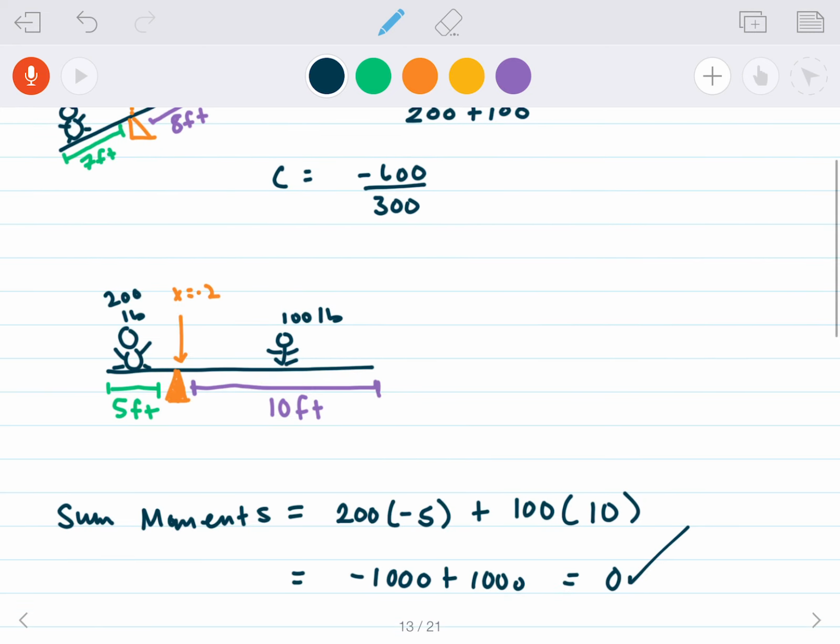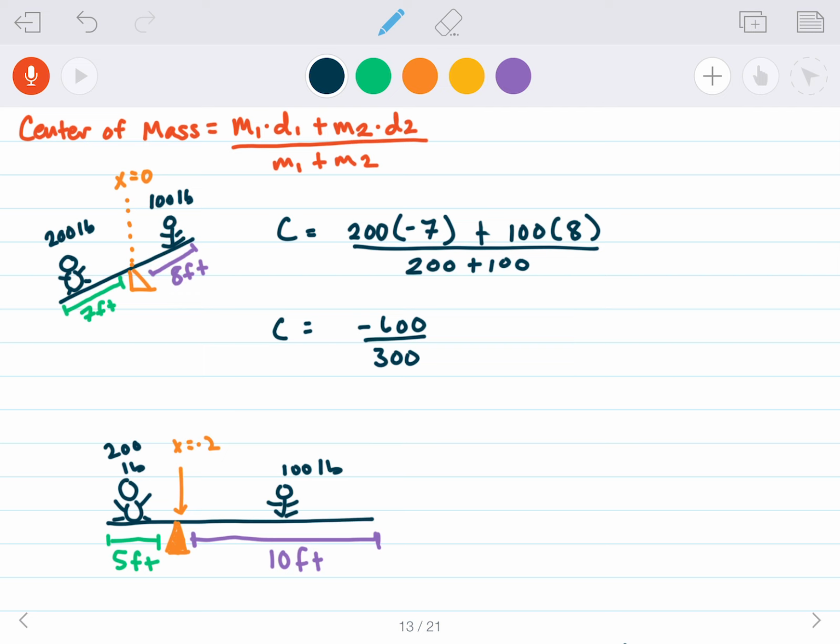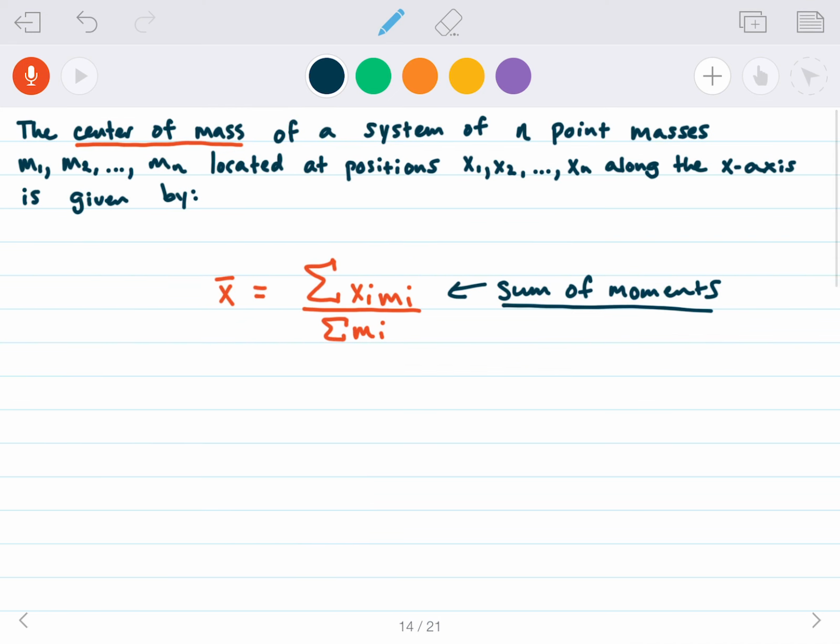With our seesaw, we only had 2 people in our system, so our formula looks like this. But if we had more than 2 people, we would just keep adding on, like plus M3, D3, plus M4, D4, etc. So that's what the top means. And the bottom is just the sum of the masses, just like we did in the seesaw example. But this is just saying, we could have more than 2 masses. We could have n masses, whatever n could be. N could be any finite number.